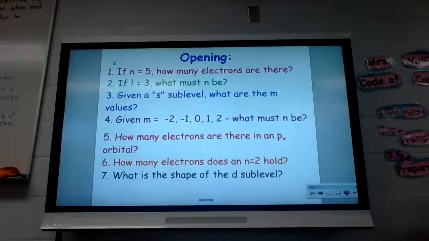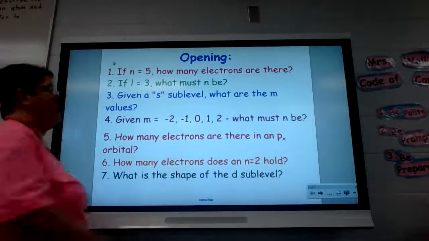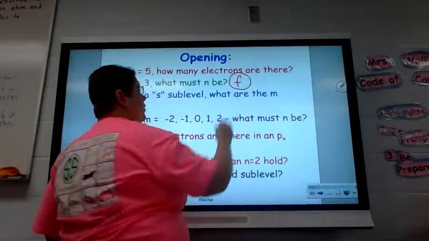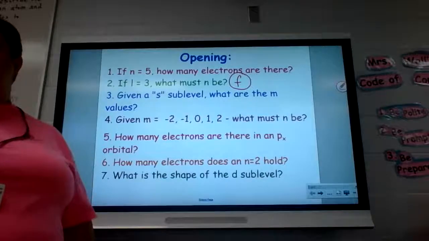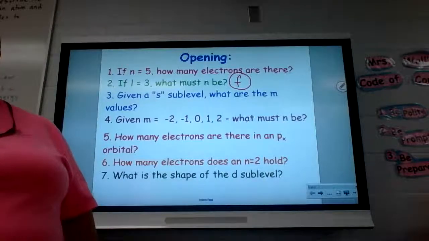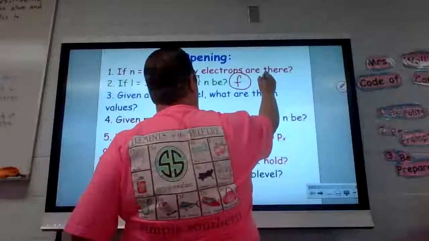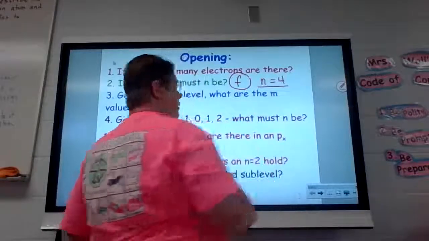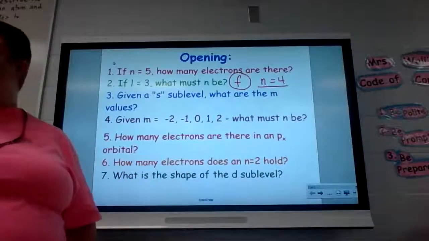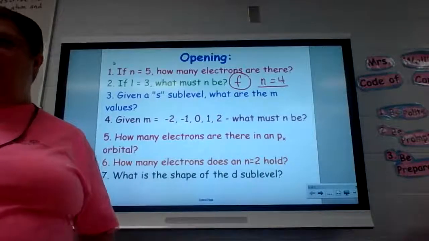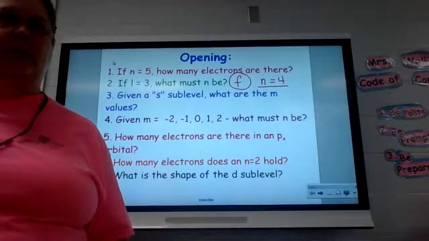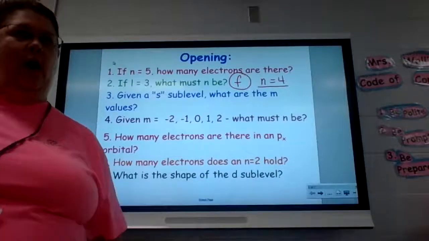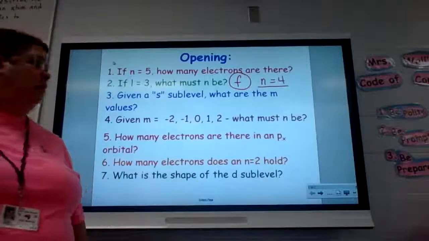If L equals 3, what is N? It's 4. Okay? Which sublevel is L equals 3? Is it S, P, D, or F? It's an F. So in order to have an F sublevel, S, P, D, F is what? 4. Now, has anybody figured out the relationship for L and N? That's right. N is 1 more than L. It's always 1 more than L. If L is 3, N has to be what? Has to be 4. All right.